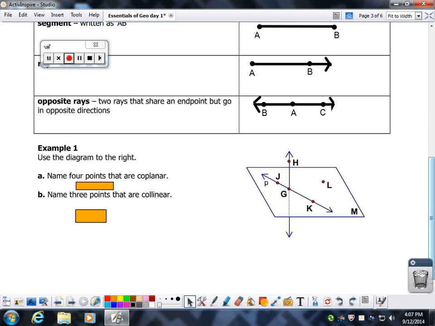Going down to example 1, we're looking at the picture on the right. A asks us to name 4 points that are coplanar. So remember, in order for it to be coplanar, they have to lie within the same plane. So the 4 points that could be mentioned are J, G, L, and K. And it doesn't necessarily have to be in that order. B says name 3 points that are collinear. Remember, collinear means they lie on the same line. So in this case, it would be J, G, K.